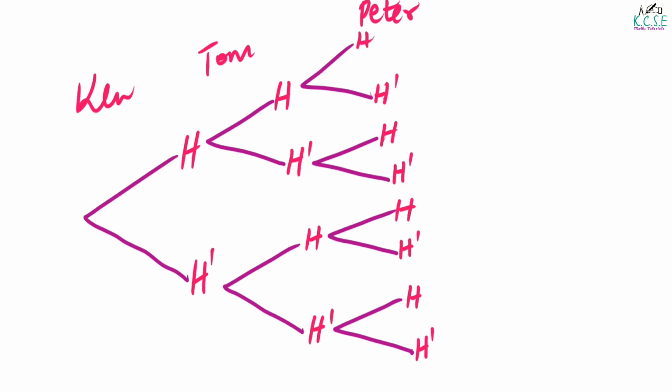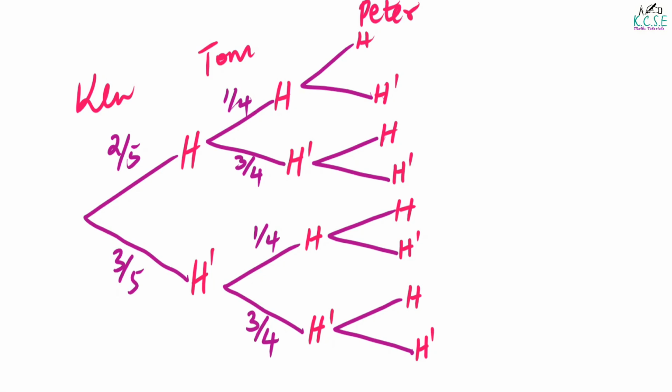Now, having those three branches for the three people, let's go to the probability. Remember, the probability of Ken hitting the target is 2/5. So the probability of not hitting the target is 3/5. Tom, the probability of hitting the target is 1/4, so not hitting the target is 3/4. So hitting 1/4, not hitting 3/4.